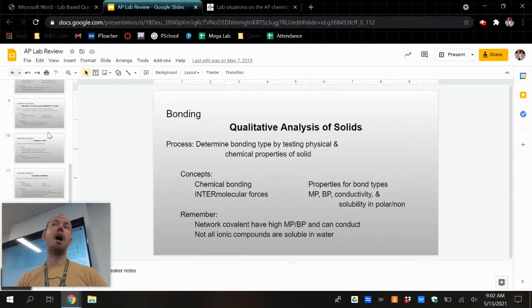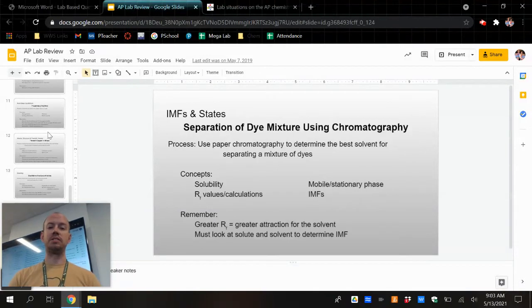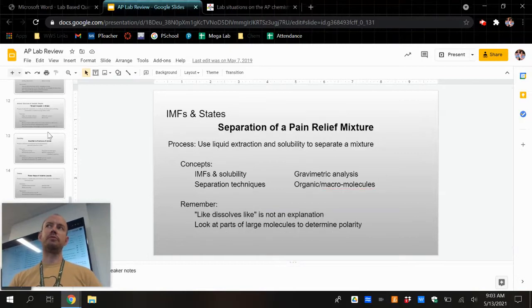We did do our unknown bonding lab where you had to figure out what was ionic, covalent, metallic, etc., based upon their properties. We did this one with the different gases that we heated up in the test tubes and tried to find their molar masses. For this, we used markers to find the different colors on the paper. We didn't do the pain relief mixture.